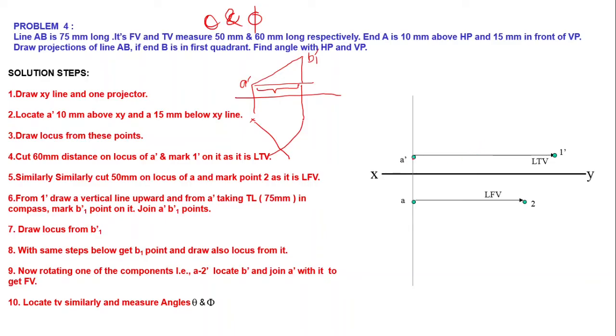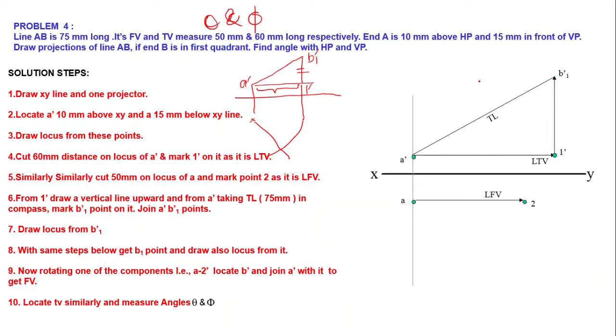If this length is given, then we can project that length like this, and we can find out the point B1 dash. For that purpose, from 1 dash, draw a vertical line upwards, and from A dash, taking the true length 75 mm in compass, mark B1 dash. Here this point is 1 dash. Then we project that point 1 dash and draw an arc with radius A dash B1 dash equal to the true length, 75 mm. So we can find the point B1 dash like this.